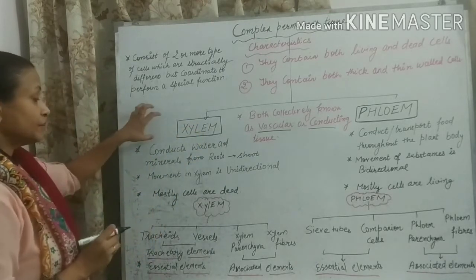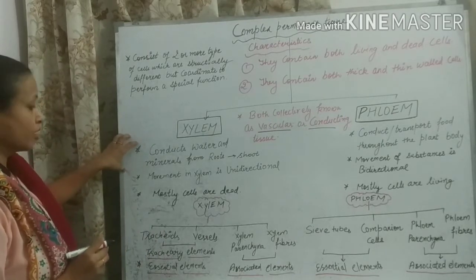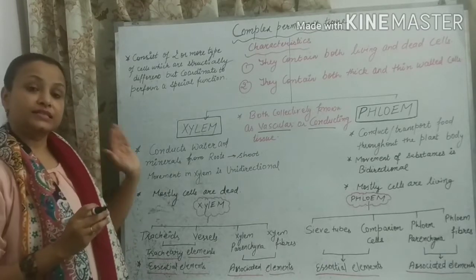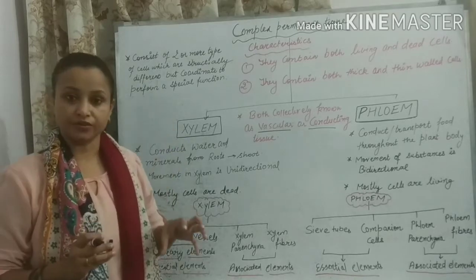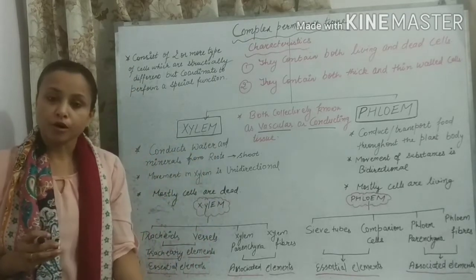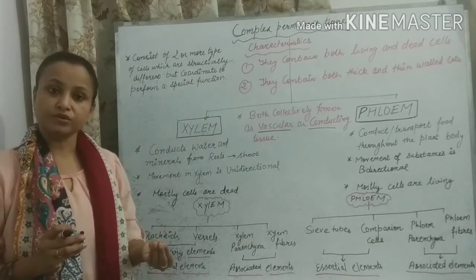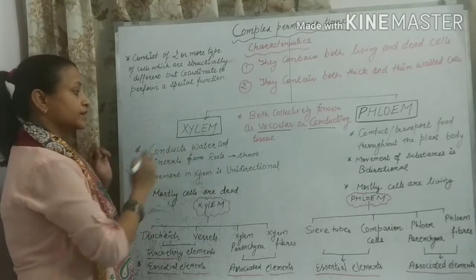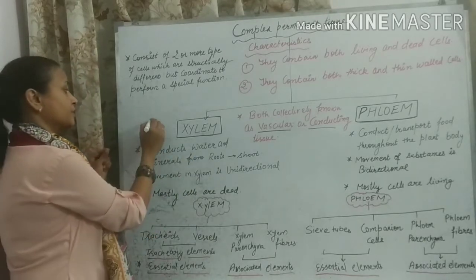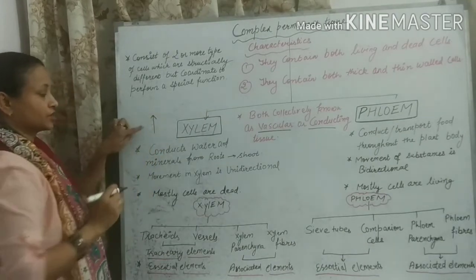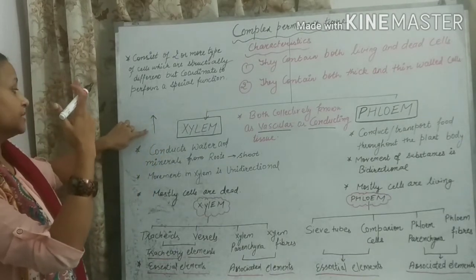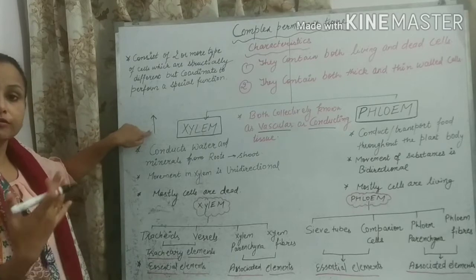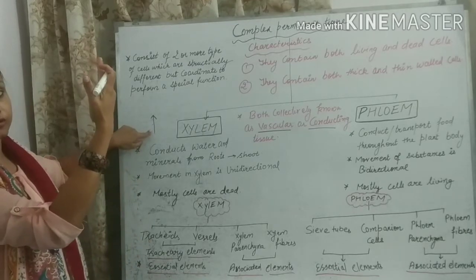Xylem tissue conducts water and minerals from root to shoot. In the xylem, the water and minerals are transported from the soil into the roots, and from the roots to the upper body of the plant. Here the flow of transportation is in only one direction. It is unidirectional, in the upward direction. Water always flows from the root to the upper body of the plant.